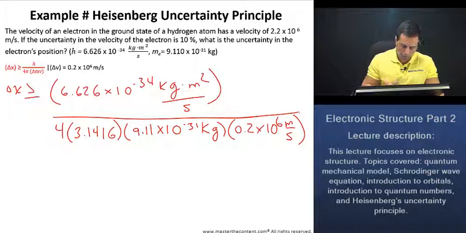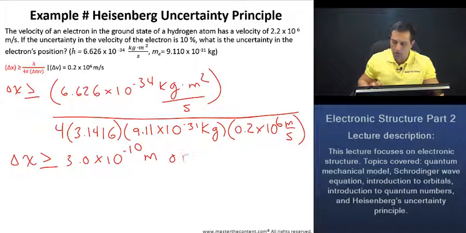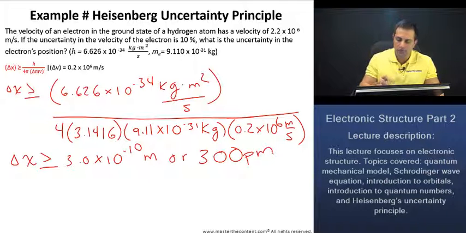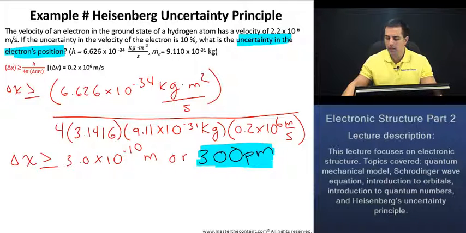Now, once we go ahead and calculate this, we find that our value is going to be greater than 3.0 times 10 to the power of negative 10 meters. Or what is that going to be in picometers? That's going to be 300 picometers as such. Now, this value here may not seem that big to us, right? The uncertainty in the electron's position at 300 picometers may not seem that large initially, but this value is actually going to be quite massive relative to the actual hydrogen atom itself.